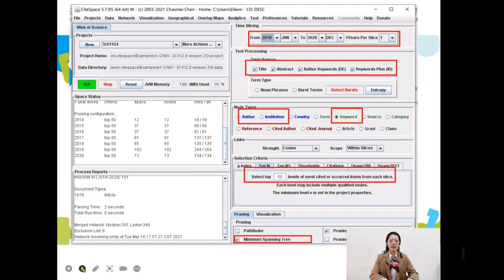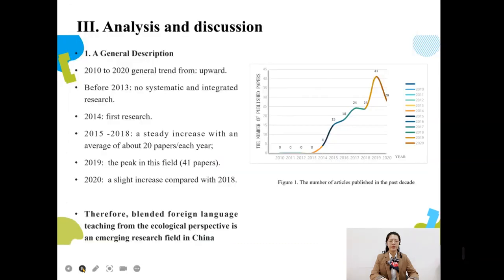The third part is the analysis and discussion of the research results. According to the literature research results of CNKI, in the past 10 years, the research on blended foreign language teaching from the ecological perspective in China generally presents an upward trend. Before 2013, there was no systematic and integrated research. Based on the integration of previous studies, relevant research literatures appeared for the first time in 2014, and the total number of published papers was only 4.